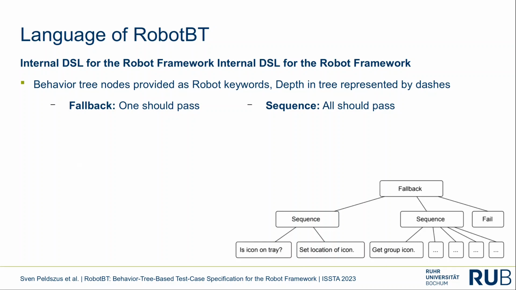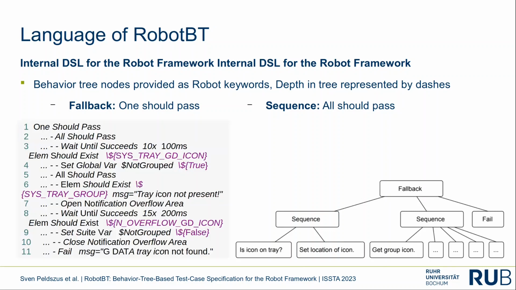And we indicate the depth in the tree, so where we are in the tree, by the use of dashes. So let me show you a concrete example. I have here now a RobotBT implementation of this behavior tree shown on the right that realizes the robot code I've shown you in the beginning. And in the end, every node in this tree is represented by a keyword.